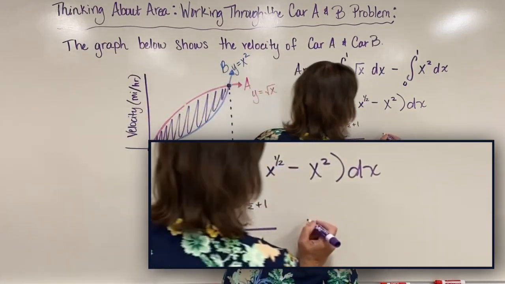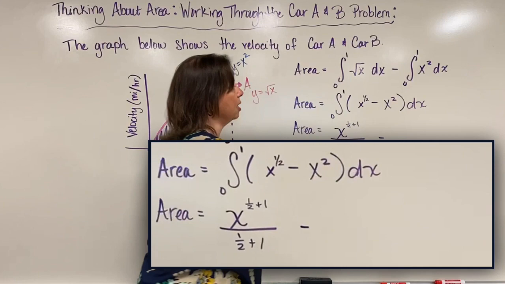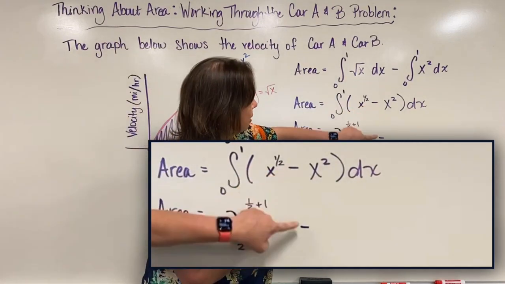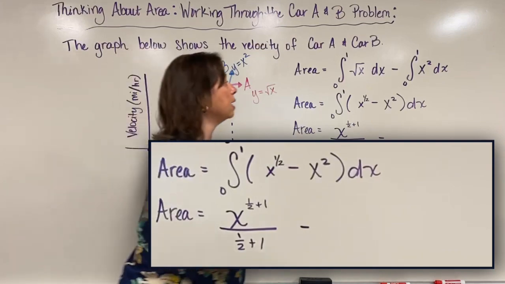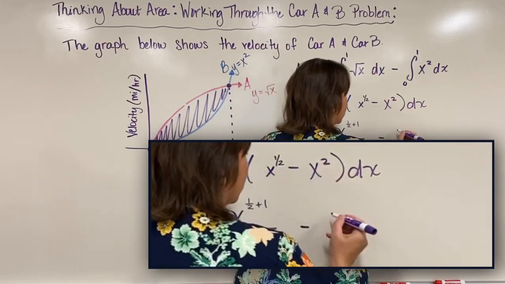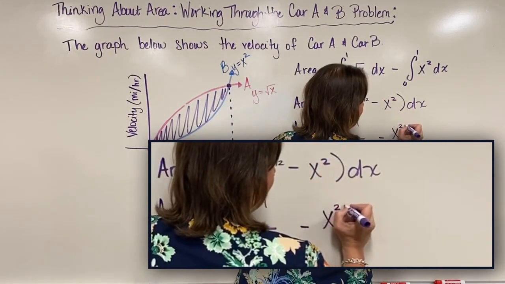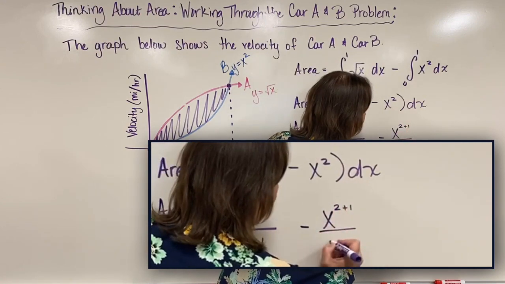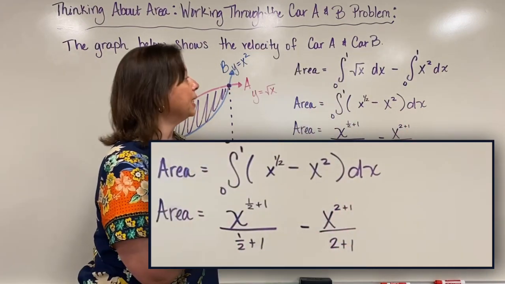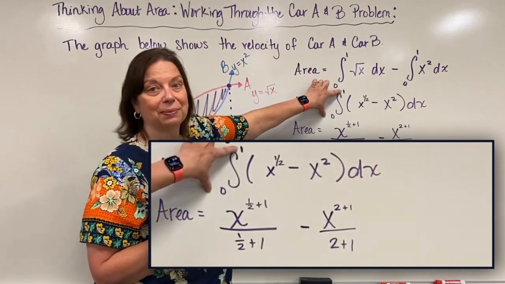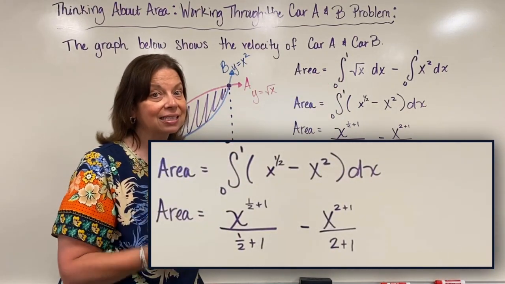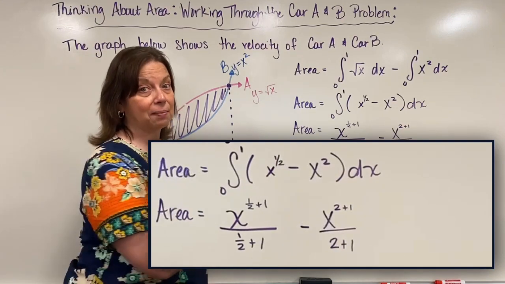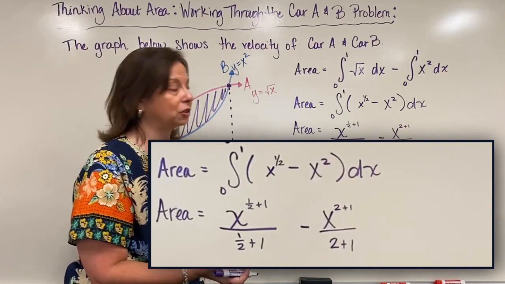And then I will repeat that process, but with the x squared. So carry down my subtraction. Now I have x squared, reverse power rule there. Let's add 1 to the power. So I have x squared plus 1, divide by the new power. But then I have to recall that I was integrating between 0 and 1. So I'm going to use the fundamental theorem of calculus to help me evaluate my antiderivative at those boundaries.